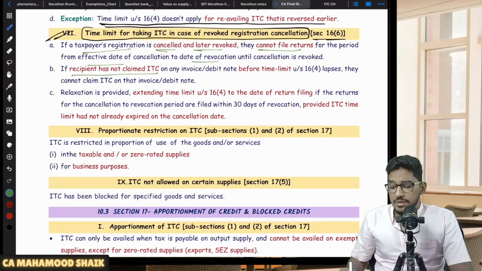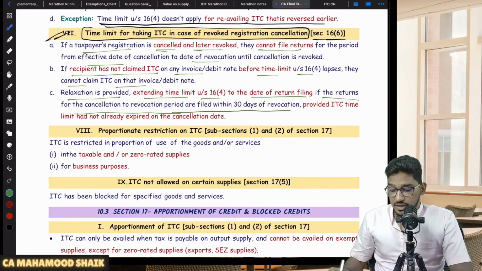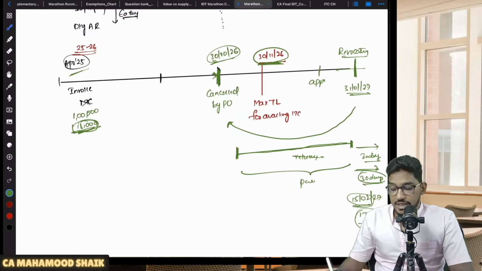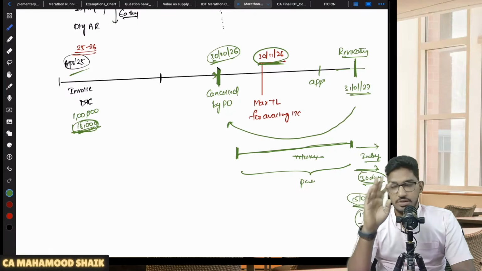If the recipient has not claimed ITC on any invoice or debit note before the time limit under 16 subsection 4 lapses, they cannot claim ITC on that invoice or debit note. However, relaxation is provided, extending the time limit under 16 subsection 4 to the date of return filing, if the returns for the cancellation to revocation period are filed within 30 days of revocation, provided the ITC time limit has not already expired on the cancellation date. So in case the ITC time limit has not already expired on the date of cancellation, then in the pending returns you file within 30 days from the date of revocation of cancellation, you can claim that ITC. Understood? Clear?